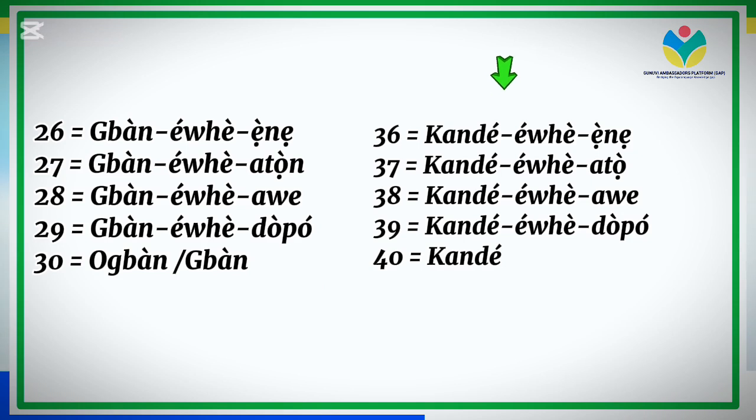Kande Ewe Aton, 40 minus 3. Kande Ewe Awe, 40 minus 2, that's 38. Kande Ewe Dopo, 40 minus 1, that's 39. And then we have Kande.